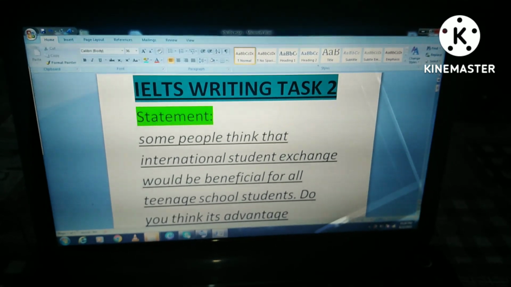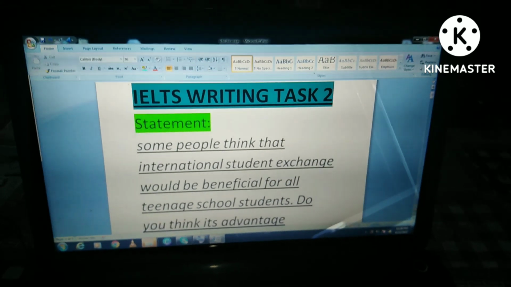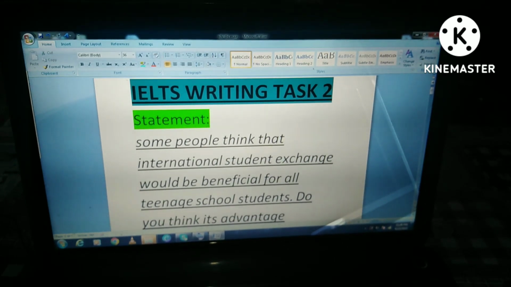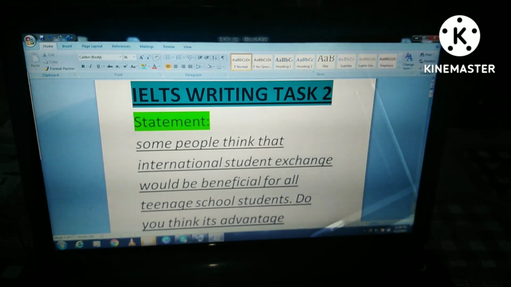Today, viewers, we are going to discuss another type of essay, which is called the advantage and disadvantage essay. In this pattern, which I have used, it is only to explain to you how smartly these strategies can be applied. So let's start our essay with this statement.